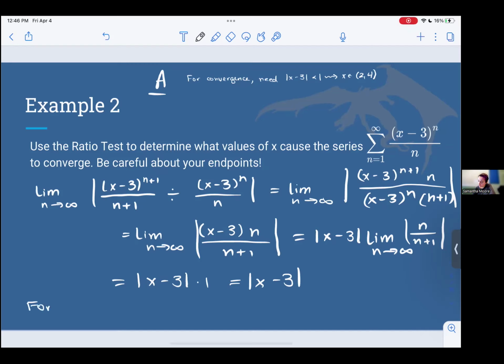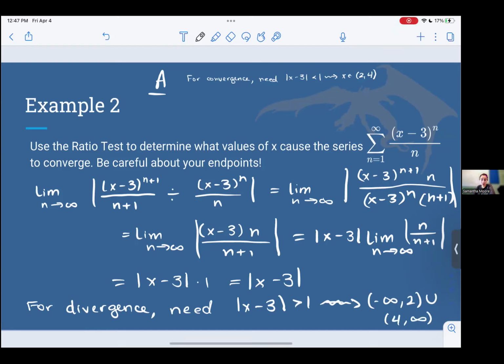So for divergence, by the ratio test, we would need the absolute value of x minus 3 to be greater than 1. And so that gives us that anywhere from minus infinity to 2 and from 4 to infinity, any of those x values, we know that our power series would diverge. So in other words, when we plug in x equals 10, we know that this series should diverge.